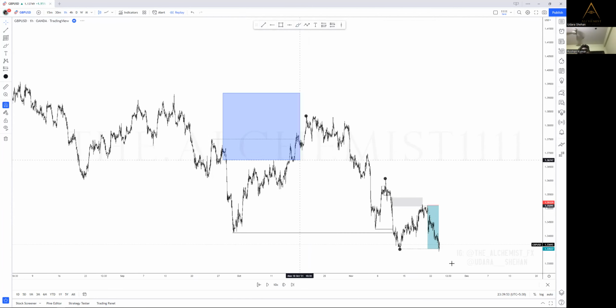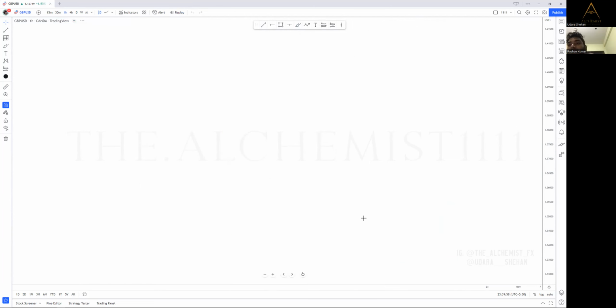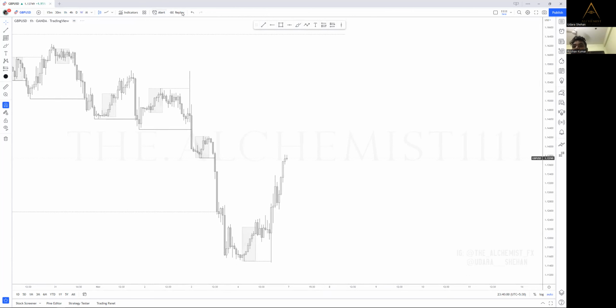So let's look at current price action. Now I told you, what do we do on the weekly time frame? What do we do on the weekly time frame?